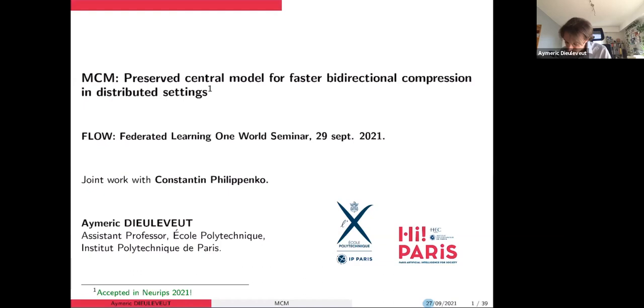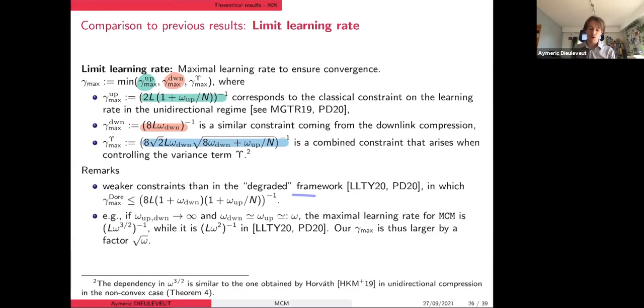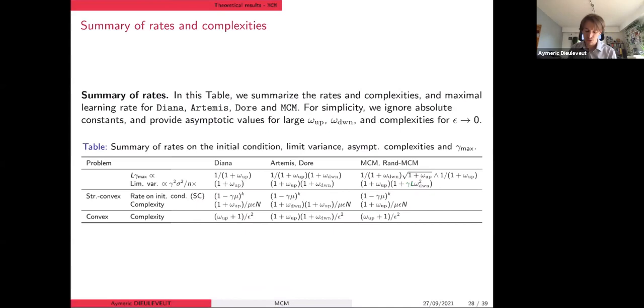It's still better than what we got for the degraded framework, in which I have a product, but it's not perfect either. I'm trying to improve that as an open direction. So, okay, very quick summary of that. I think we are close to 45 minutes of talk, so I want to summarize for the first time the complexities that we get in each situation.